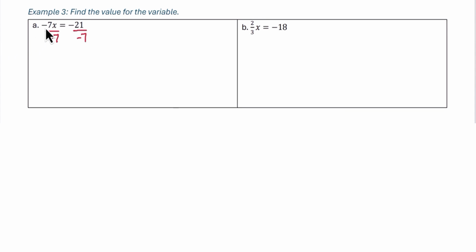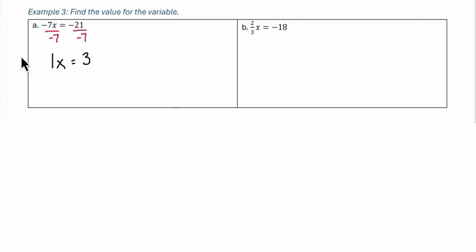Now we have negative 7x divided by negative 7. Negative 7 divided by negative 7 is 1. And we bring down the x. On the right side, we have negative 21 divided by negative 7. That's simply 3.